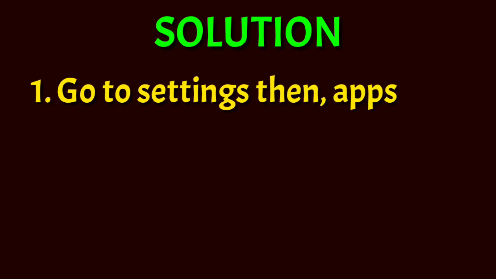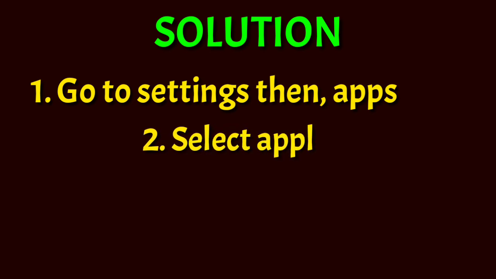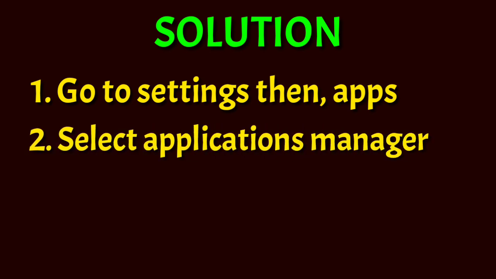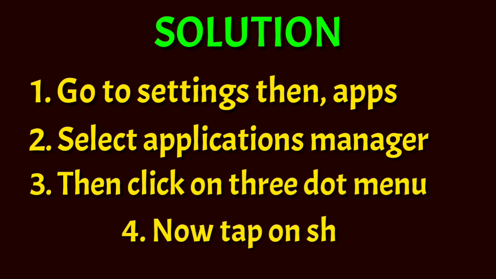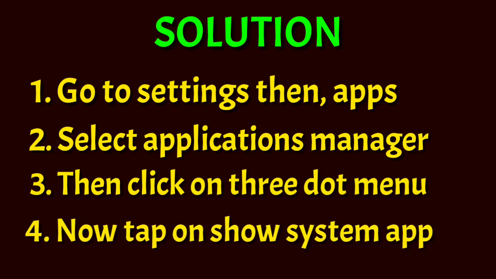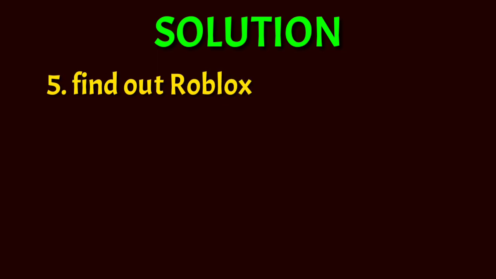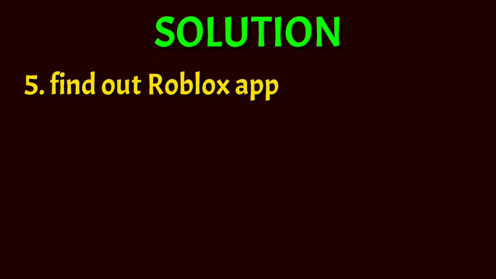So guys, the first step is go to the settings and then apps, and the second step is select applications manager, and the third step is then click on the three dots menu. After you click on the three dots menu, you have to select show system app. After you click on show system app, find the Roblox app here.